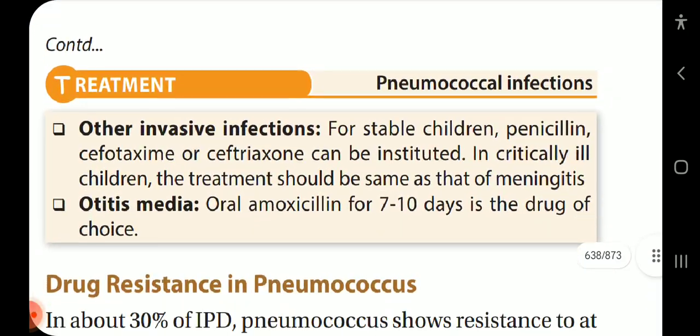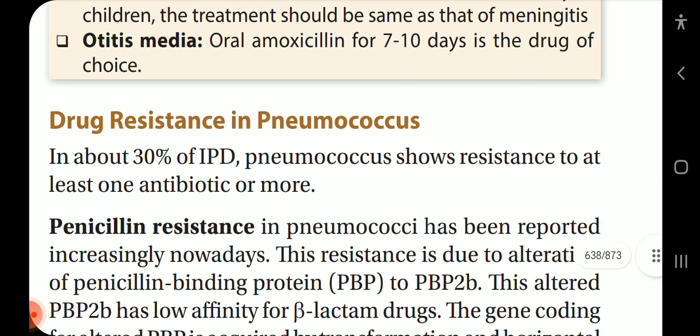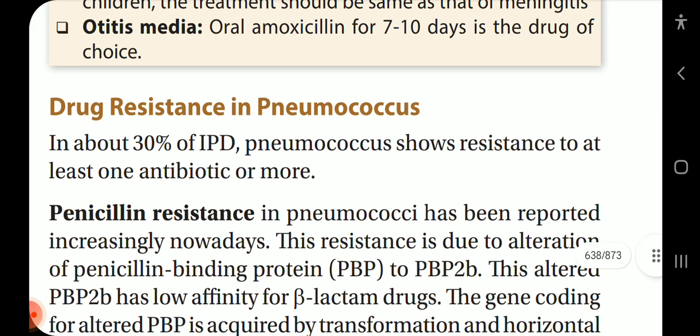Other invasive infections: for stable children, penicillin, cefotaxime or ceftriaxone can be instituted. In critically ill children, the treatment should be same as that of meningitis. Otitis media: oral amoxicillin for 7 to 10 days is the drug of choice.